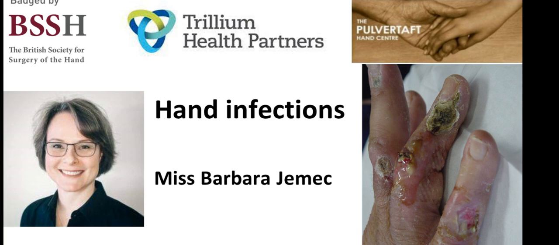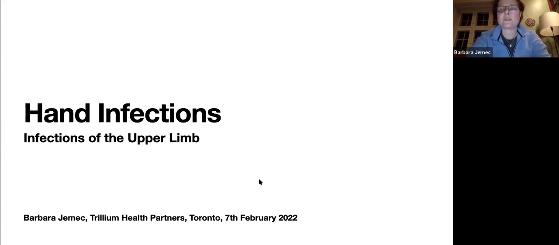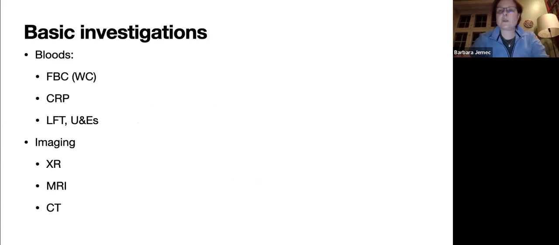Right, okay, hand infections or infections of the upper limb. So you want to start with your basic investigations every single time. Okay, you want to start with white counts. You want to start with a CRP, because if they're trending downwards, that's a very good thing.